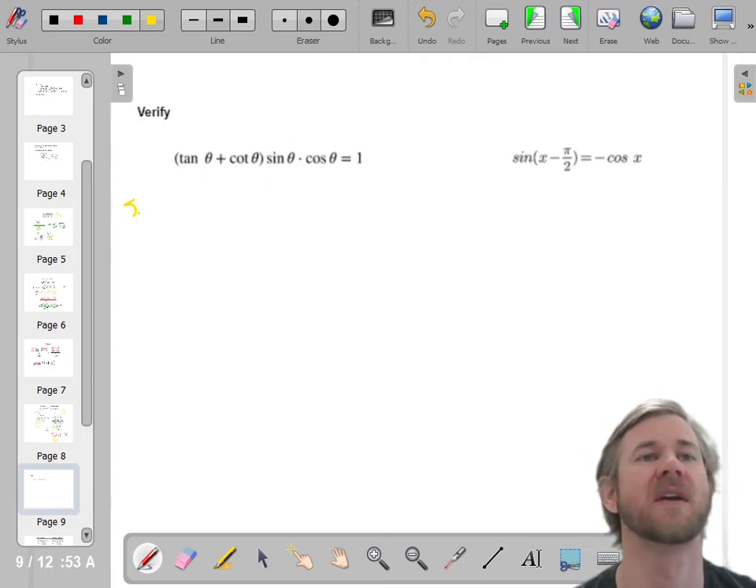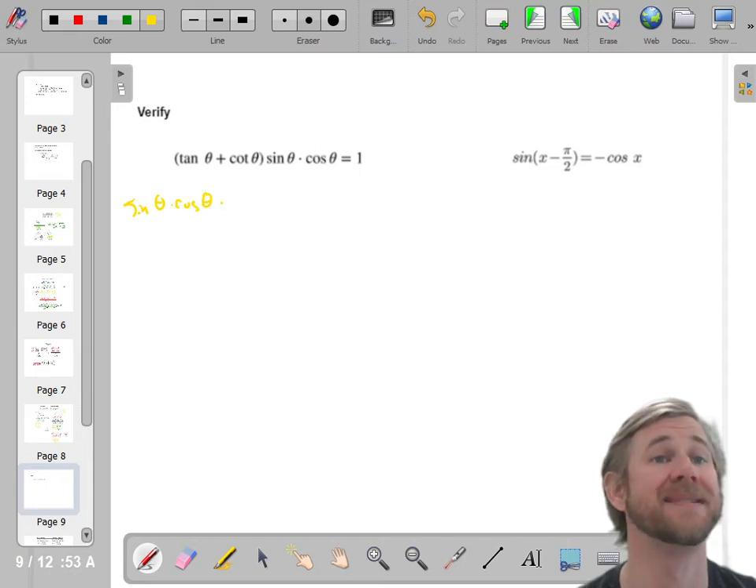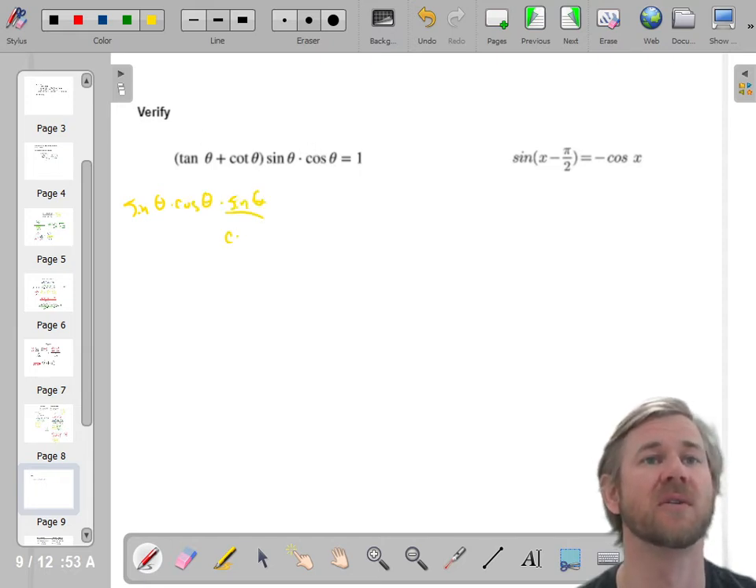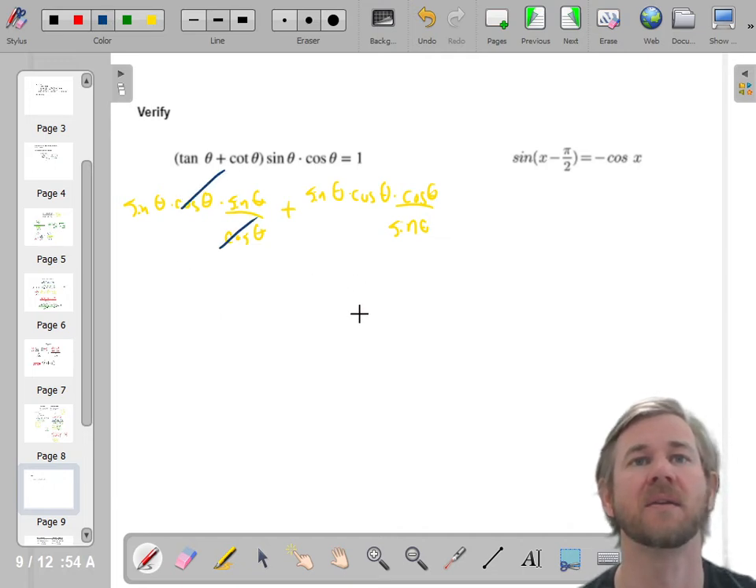We'll do sine of theta times cosine of theta. So this is going to get times tangent, which is sine of theta over cosine of theta. Plus, I'll do the same thing. Sine of theta times cosine of theta, but now it's times cotangent, which I'll write as cosine over sine. Now, can I simplify this at all? I feel like I can just do that, and then I can do that.